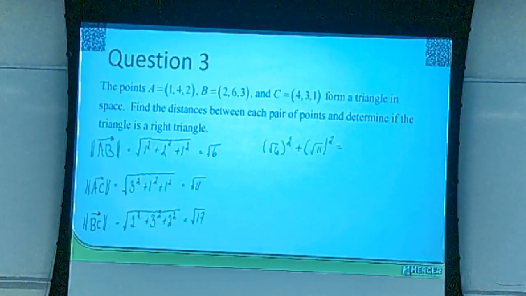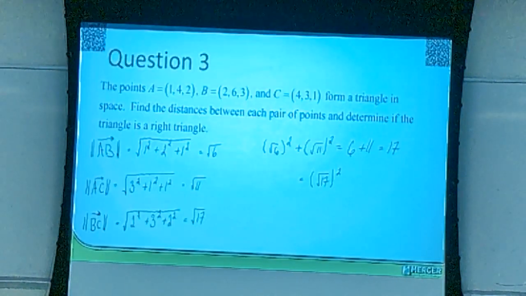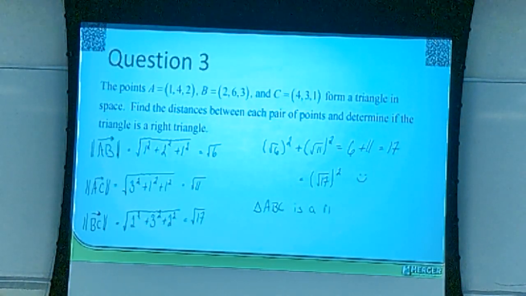So check that sum. 6 plus 11, which is 17, which is the square of root 17. Yay. This triangle's right.